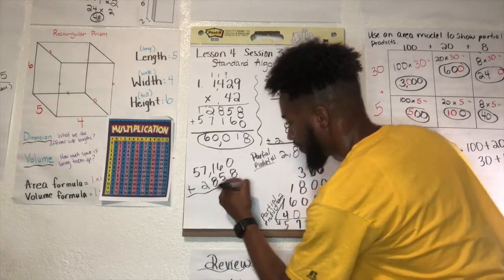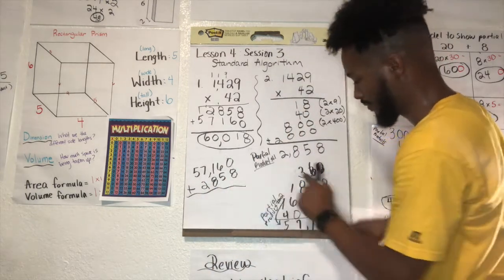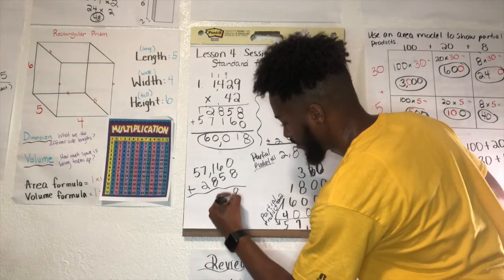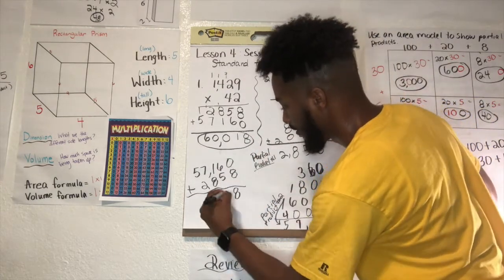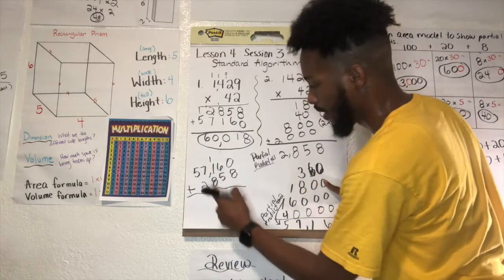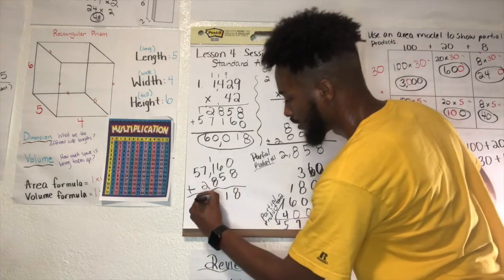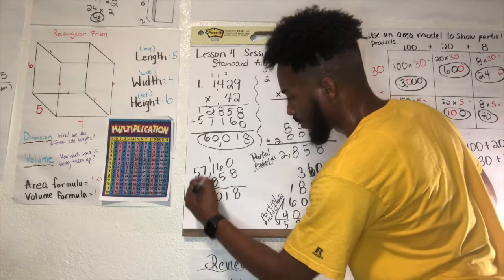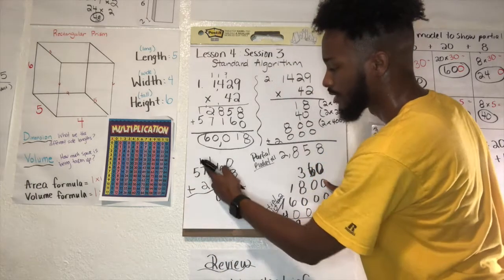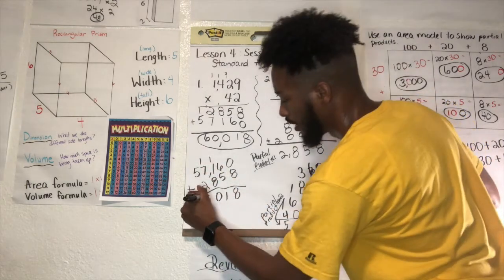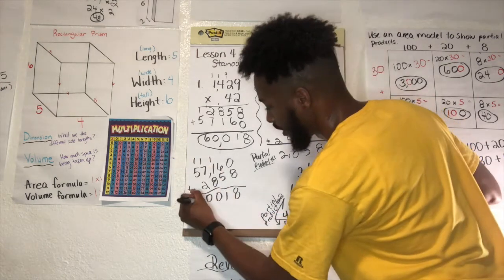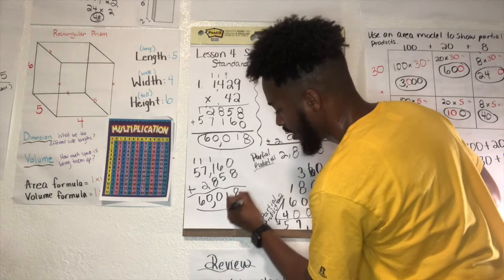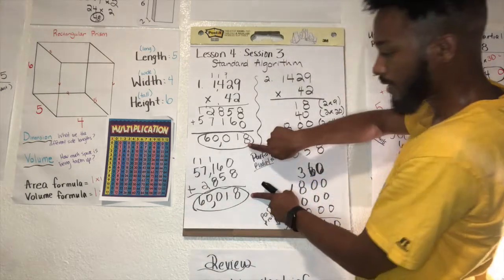Let's check it out. 8 plus 0 is 8. Same 8. 5 plus 6 is 11. Carry my 1. 8 plus 1 is 9 plus 0 plus 1 is 10. Put my 0. Carry my 1. 7 plus 2 is 9 plus 1 is 10. Put my 0. Carry my 1. And 5 plus 1 is 6. So we got 60,018. Is this and this the same thing?